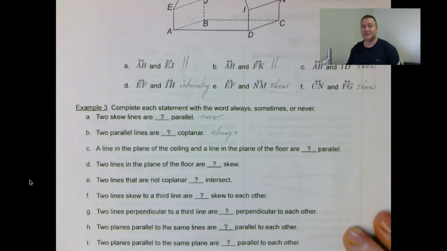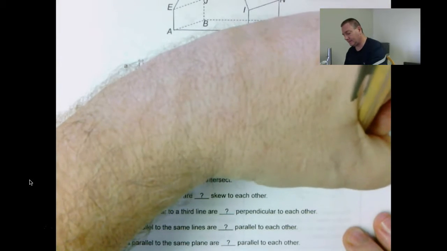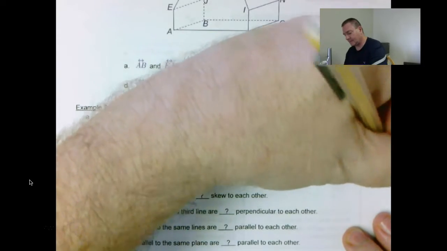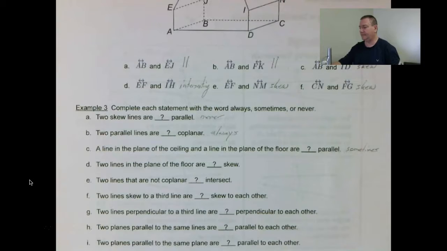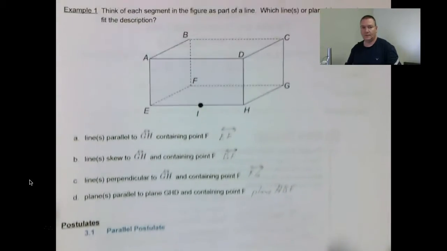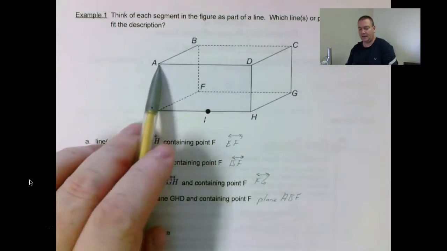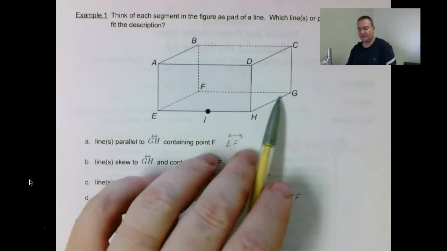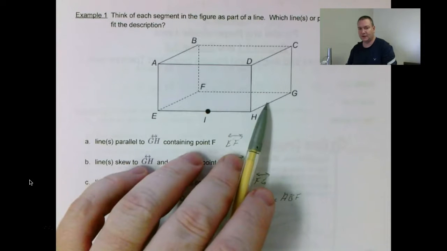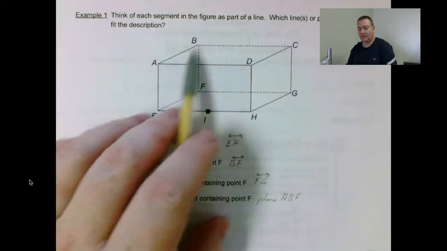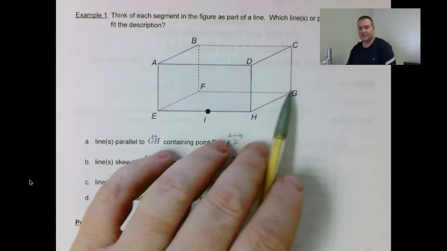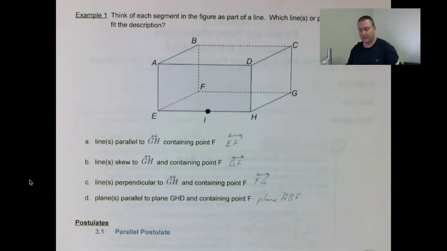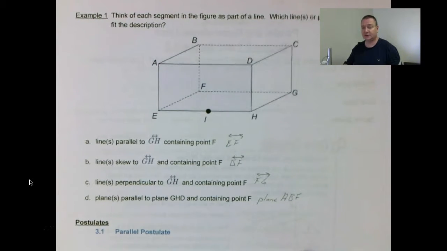A line in the plane of the ceiling and a line in the plane of the floor are sometimes parallel. Sometimes they're skew. And how can I show you that? Let's take a look at this picture. AB is in the plane of the ceiling. GH is in the plane of the floor. AB and GH are parallel. AB is in the plane of the ceiling. FG is in the plane of the floor. AB and FG are skew. Sometimes they're parallel, sometimes they're skew.